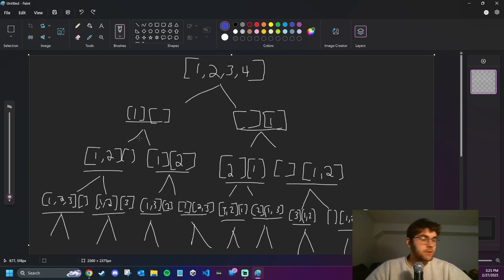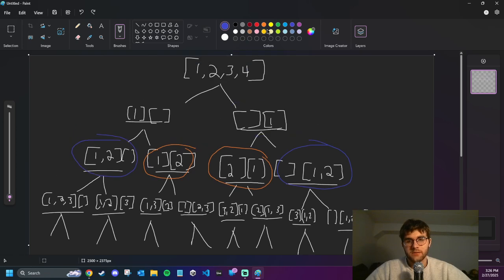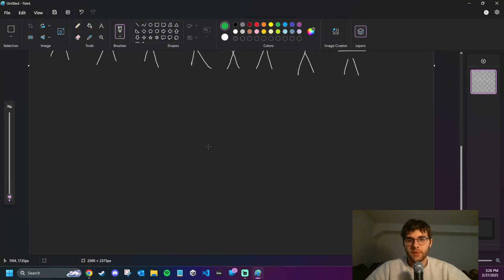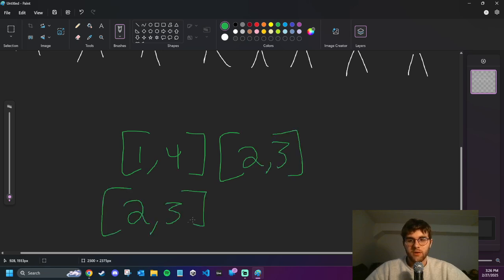Okay, so obviously there's some repeated work going on. For instance, we know that this is going to have the same answer as this. So these will have the same answer, and these will have the same answer. And I guess that also means that these will have the same answer. What I'm trying to say is the problem's symmetrical. So for instance, if we partition the left and the right to be like this, that's the same as this.